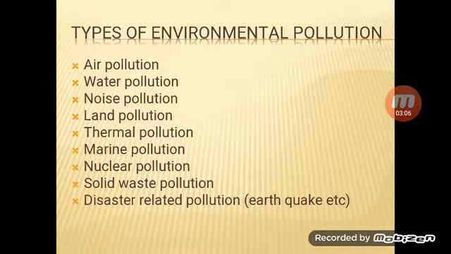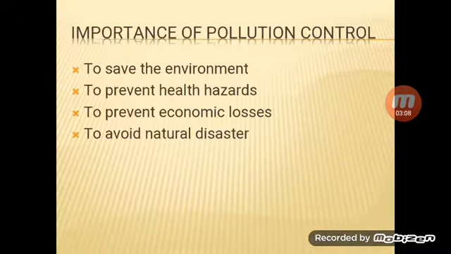The next one is the importance of pollution control. The pollution control must be made. That is important. It is very important to save the environment, to prevent health hazards, to prevent economic losses, to avoid natural disaster. To save the environment, pollution control is required. Health hazard is any untoward health issue that is happening, it must be prevented. Then to prevent the economic losses and to avoid the natural disaster, pollution control is required.